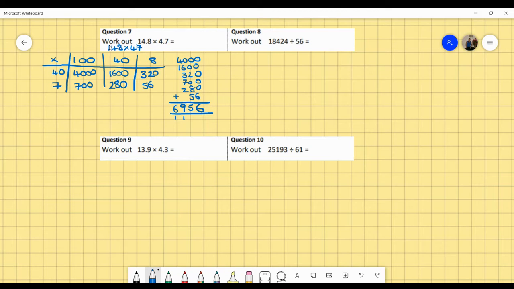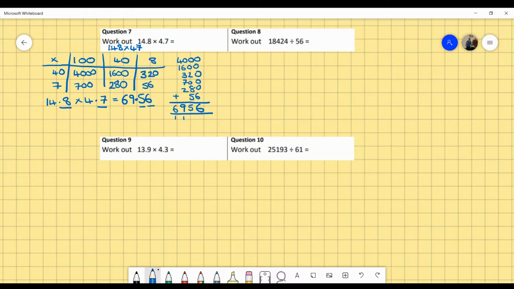Okay, so at this point, we want to work out the answer to our question, which was a decimal. We had 14.8 multiplied by 4.7, and we've got one number after the decimal point here and one number after the decimal point here, so a total of 2 numbers after the decimal point. If we had no decimals, our answer would be 6,956, but we need 2 numbers after the decimal point, so the last 2 will be after the decimal point, and so my answer is 69.56.